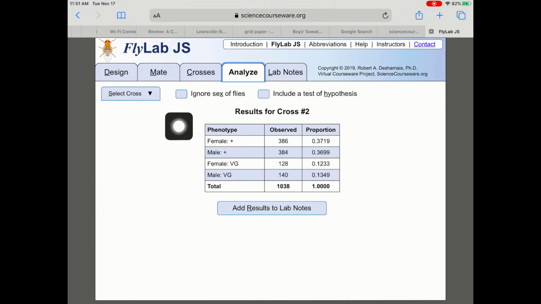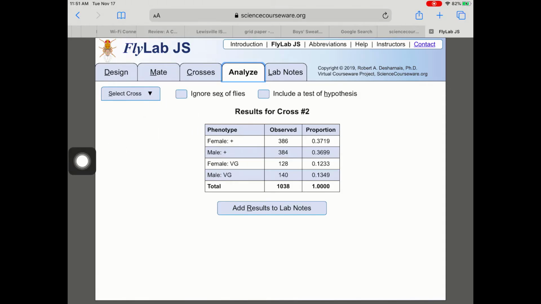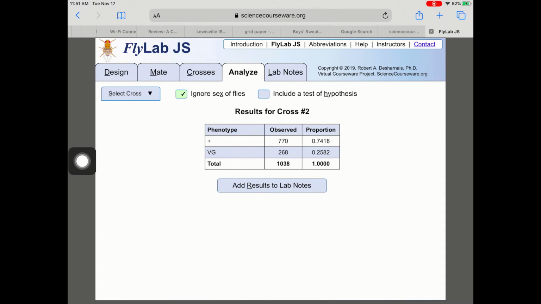Select the Analyze tab to view the data in the table format and click the Ignore Sex of Flies option to reduce the groups to just phenotypes. A chi-square analysis is used to calculate variation from the 3:1 Mendelian genetics expected ratio. The expected values can be calculated by applying the expected percentage for each phenotype to the total number of flies. This program will actually calculate the chi-square for you after filling in the expected ratio of 3:1.